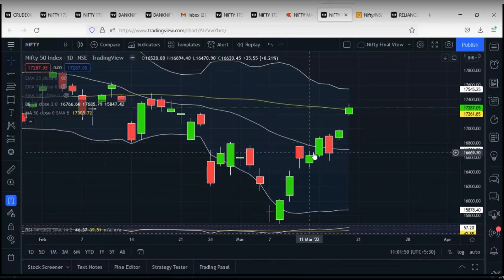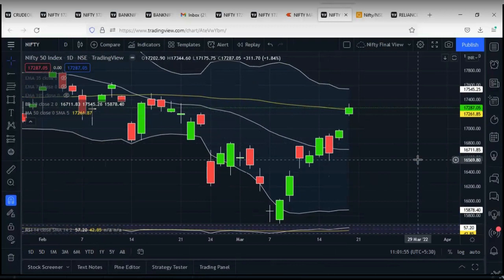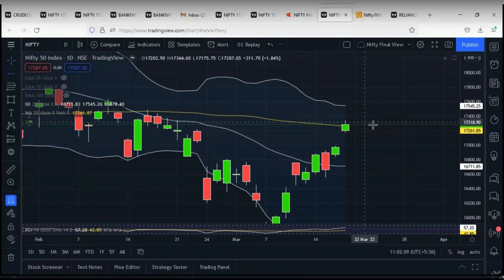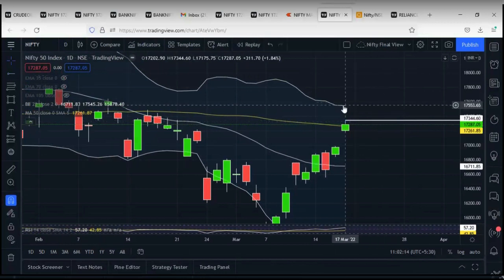Only when it closed above 20 SMA here, it has now closed above the 50 SMA also on the daily. Can you see that? Yes, sir. Yesterday's closing is above the 50 SMA. Now, what is important is it has to break the high of this, then it will face resistance at the upper Bollinger Band, which is at 17,545 levels. Exactly. When it reaches there, we have to see what happens.